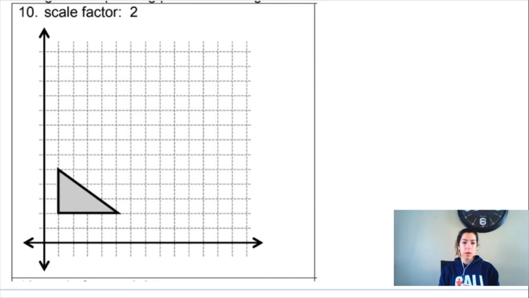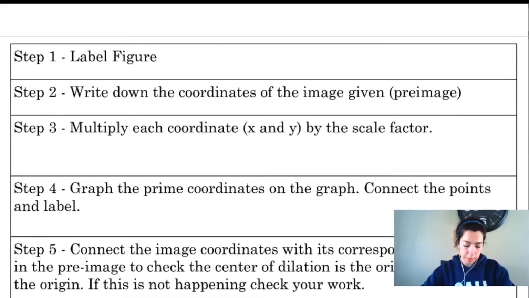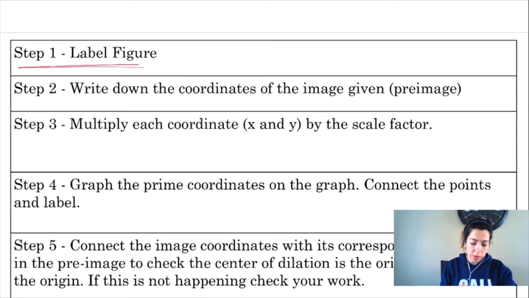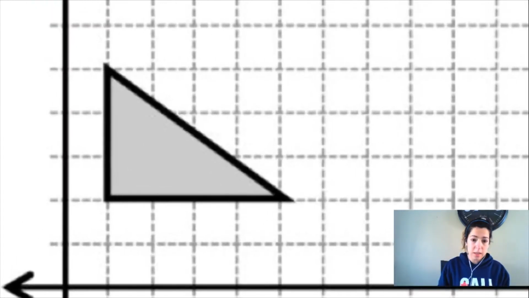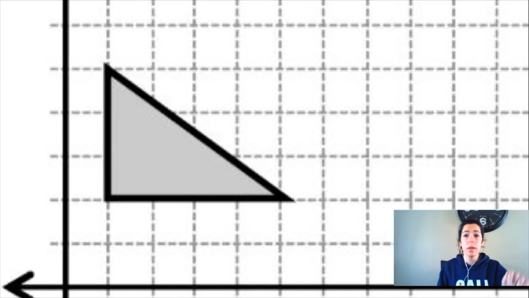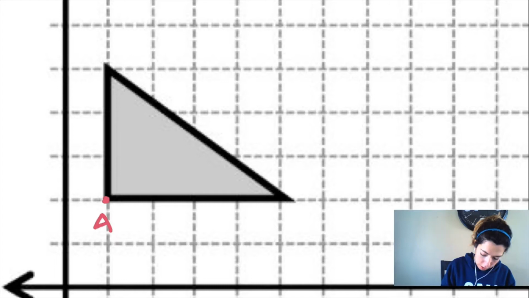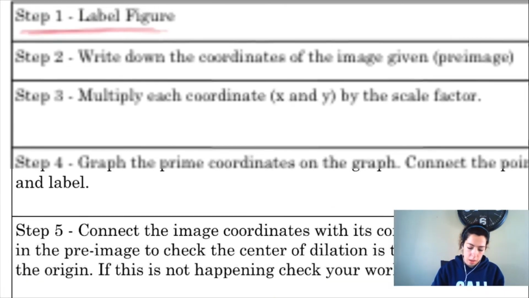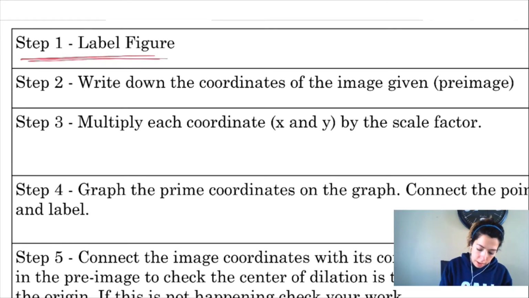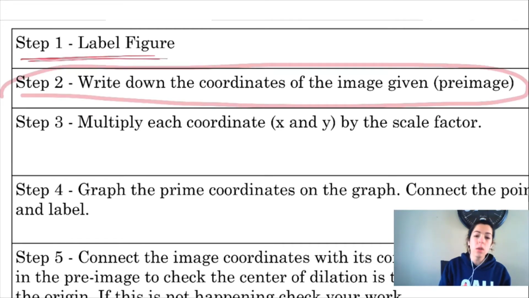So the first thing that I'm going to do, if I go back to my steps, is I need to label the figure. And it doesn't matter, you can call it PQR, XYZ, it doesn't matter. I'm going to use A, B, and C for this triangle. So I label my figure A, B, and C. Let's check what the second step is. Here it says that I need to write down the coordinates of the pre-image.